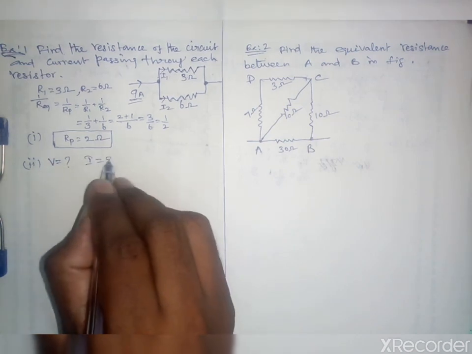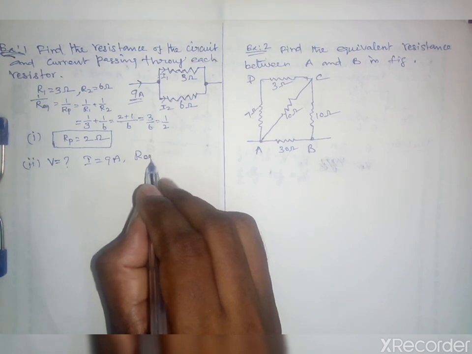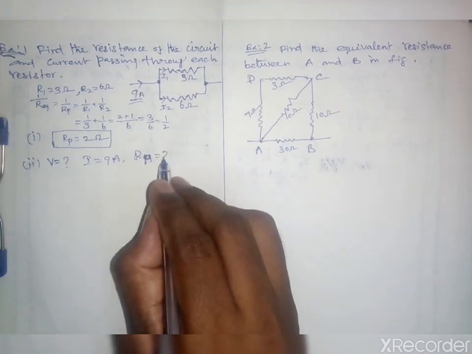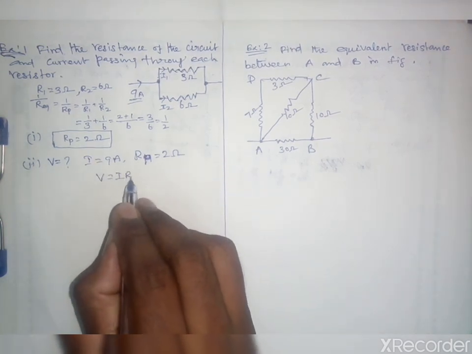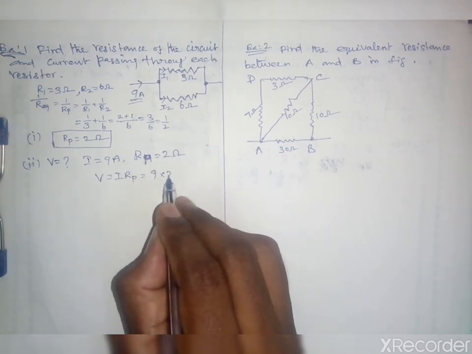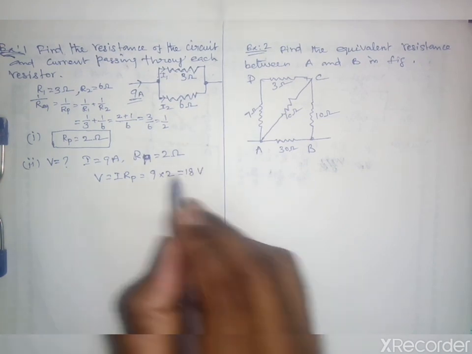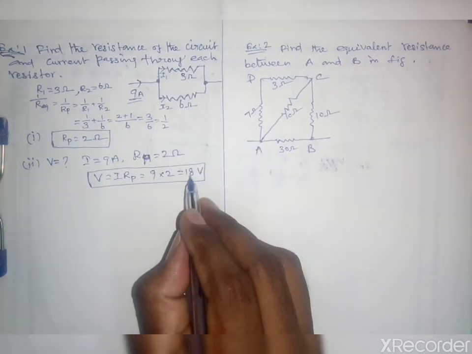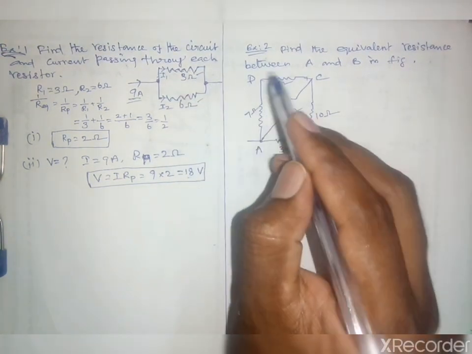Here I is given as 9 ampere, and the resistance of the network, R equivalent, which is RP, is given as 2 ohm. So the voltage V is equal to, as per the formula, I times RP, so 9 ampere times 2 ohm, so V equals 9 into 2, 18, and the unit will be volt. So the total voltage, the potential difference across the circuit, is 18 volt. This will be the same across the 3 ohm and the 6 ohm.